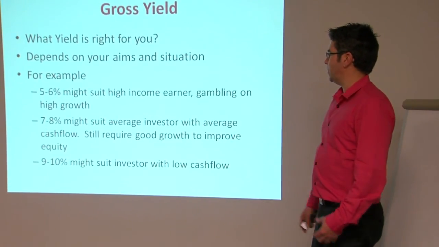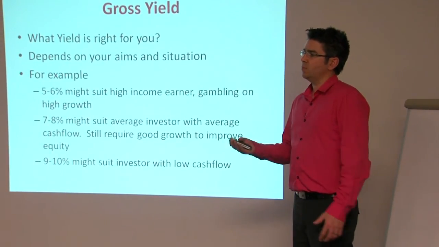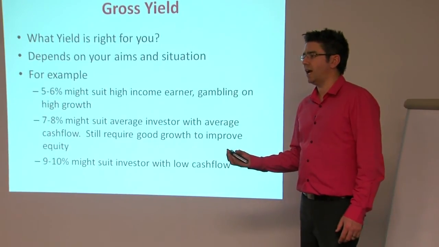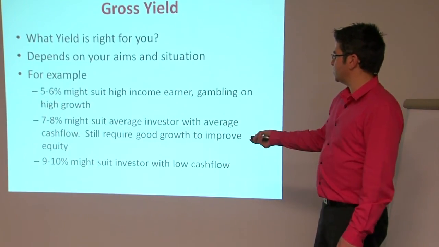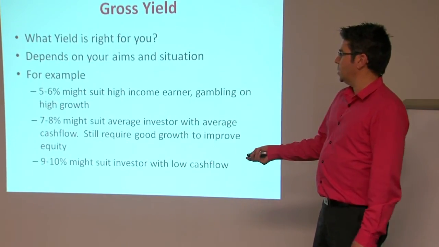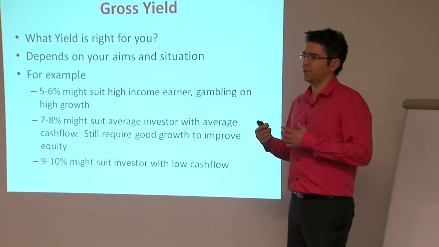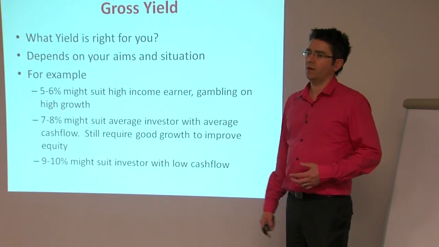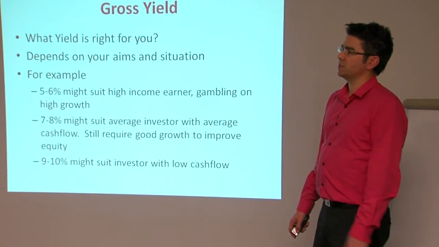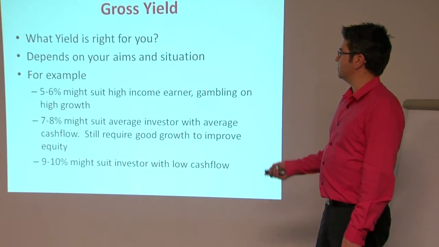7 to 8% might be your average investor. They've got average cash flow, so they want it to be more or less break even. They don't want to be putting in thousands and thousands of dollars year after year, so they still require good growth and a reasonable cash flow. 9 to 10% might suit an investor with low cash flow. They're actually wanting to get something out of the property rather than putting it in. And so 9 to 10% will be safe even with interest rates going up. And at the moment it's going to give them some extra cash.